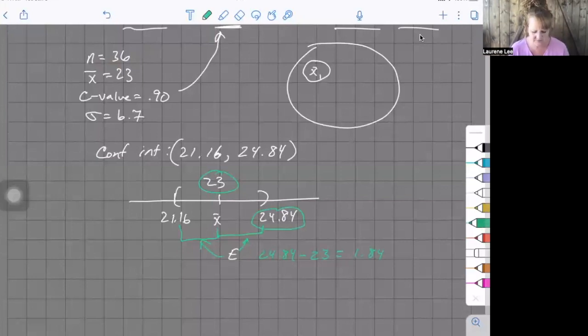So that's how you calculate your margin of error. You don't have to go back up to that formula and crank all those numbers out. All you have to do is subtract your mean and your endpoint.